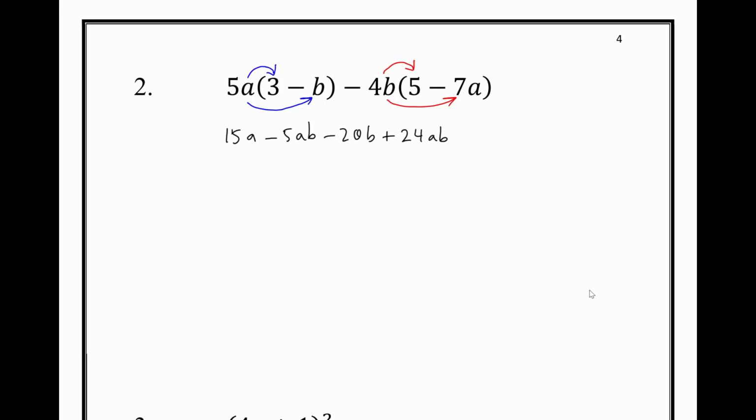Have a look at what's similar. In this equation, we have ab, and that's it. So let's just simplify this equation to end up with 15a minus 20b and just plus 19ab.